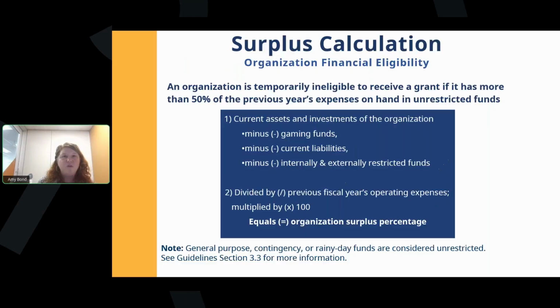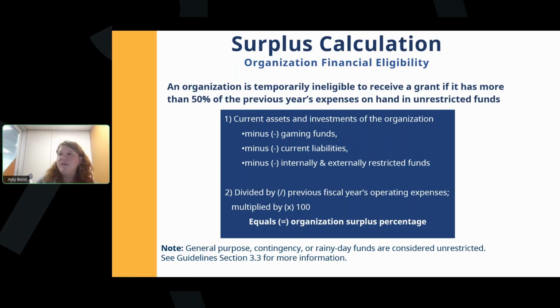So I'll go into the surplus calculation here for the organization financial eligibility. So you may be temporarily ineligible to receive a grant if you have more than 50% of the previous year's expenses on hand as unrestricted funds. So here's the calculation that we use. We're looking at the balance sheet for this. I'll show an example in a moment.